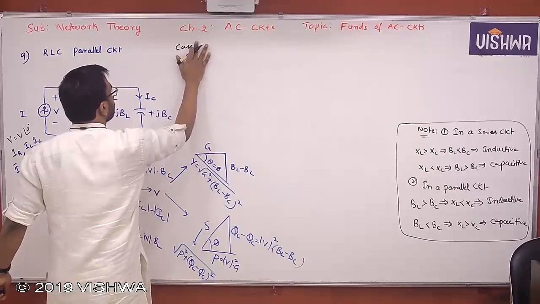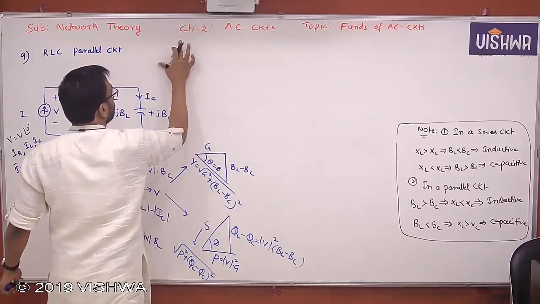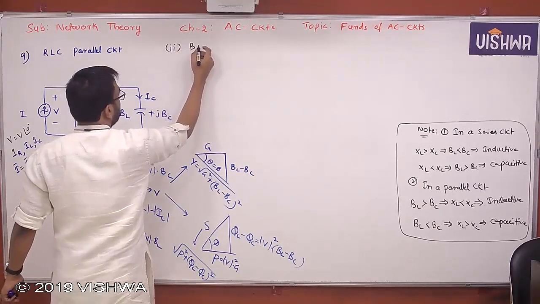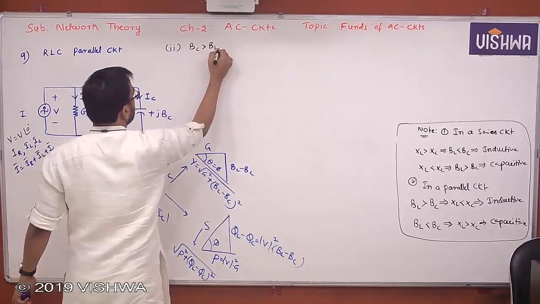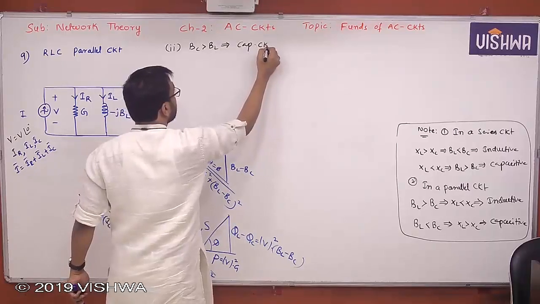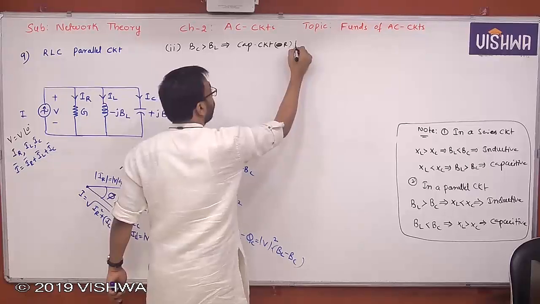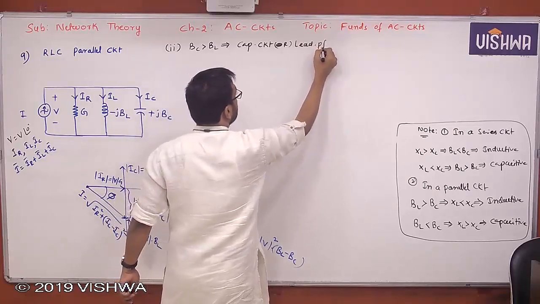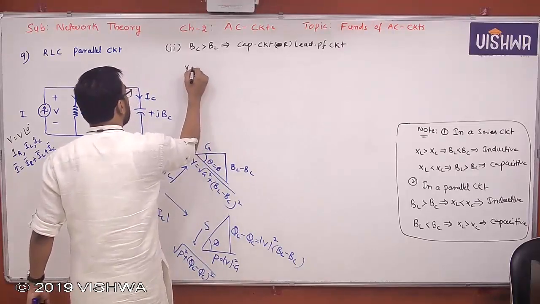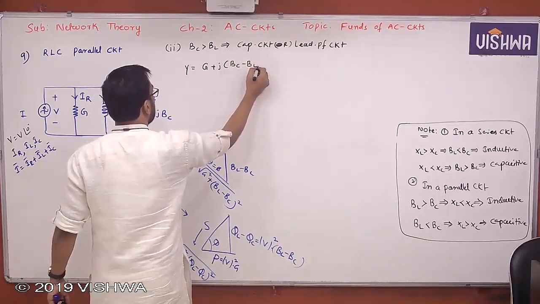Case 2, right? BC greater than BL. What do you mean by BC greater than BL? It is a capacitor circuit. It is behaving like a capacitor circuit, or leading power factor circuit. Then Y becomes G plus J (BC minus BL).